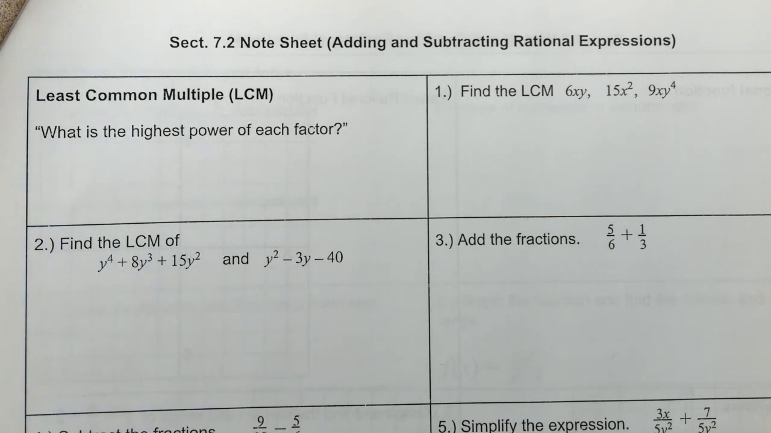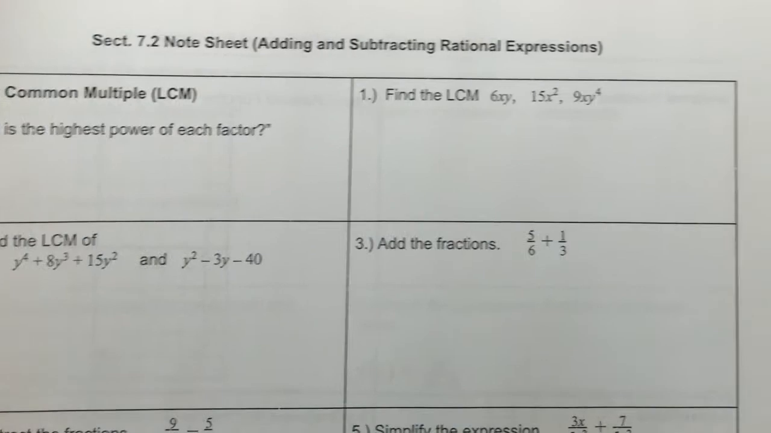And before we do that, we need to understand this concept of least common multiple. To find the least common multiple of a set of terms, what we're asking ourselves each time is, what is the highest power of each multiple? The easiest way to demonstrate this, I think, is by looking at an example and seeing how it breaks down. So let's go to number 1 here.